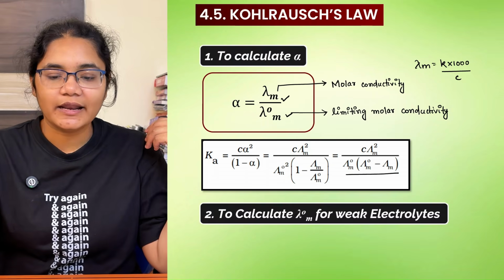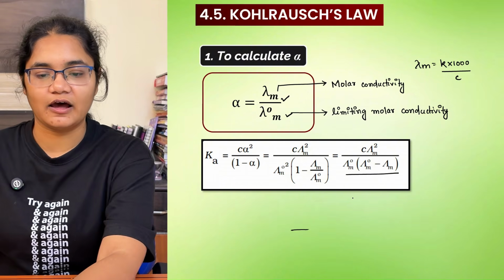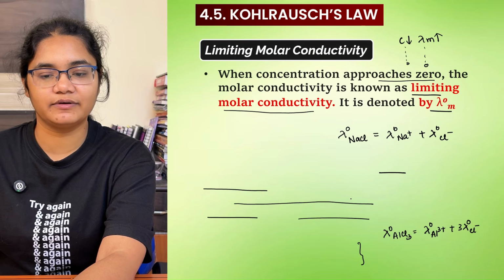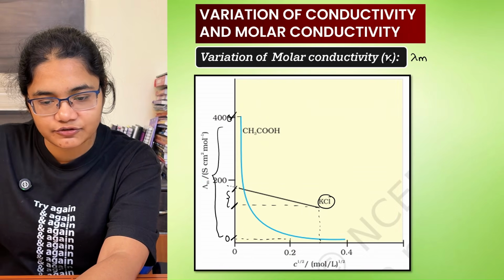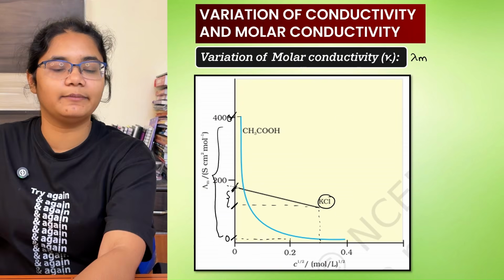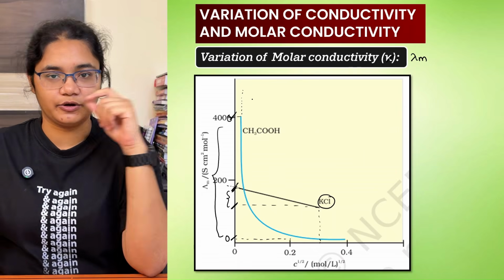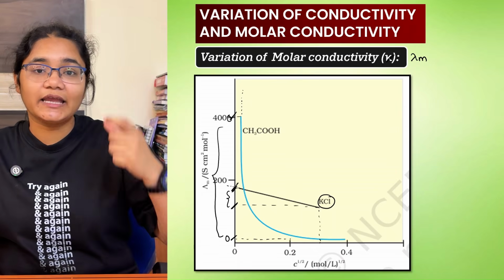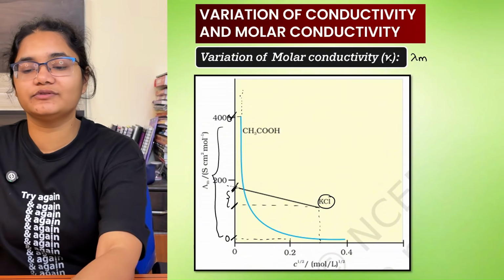Next is to find the lambda naught m for weak electrolytes. If you see the graph, what we have observed is that for strong electrolytes, if you extrapolate the graph, you can find the limiting molar conductivity. But for weak electrolytes, it is not possible through the graph because we cannot extrapolate it. So we can indirectly find the limiting molar conductivity of weak electrolytes using the Kohlrausch law.